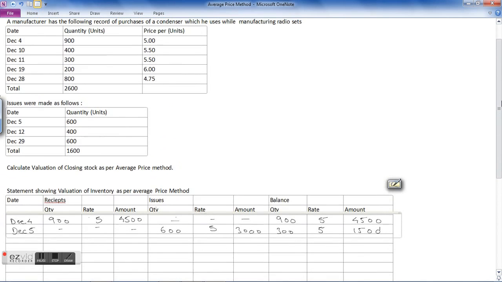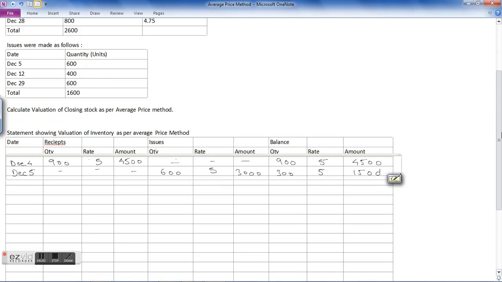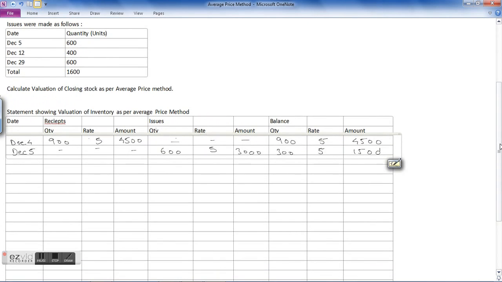Now the next transaction. The next transaction is on December 10. So we have a purchase of 400 units at 5.5, so that comes to 5.5 into 400, so 2,200. There are no issues on this day, so issues will be nil.